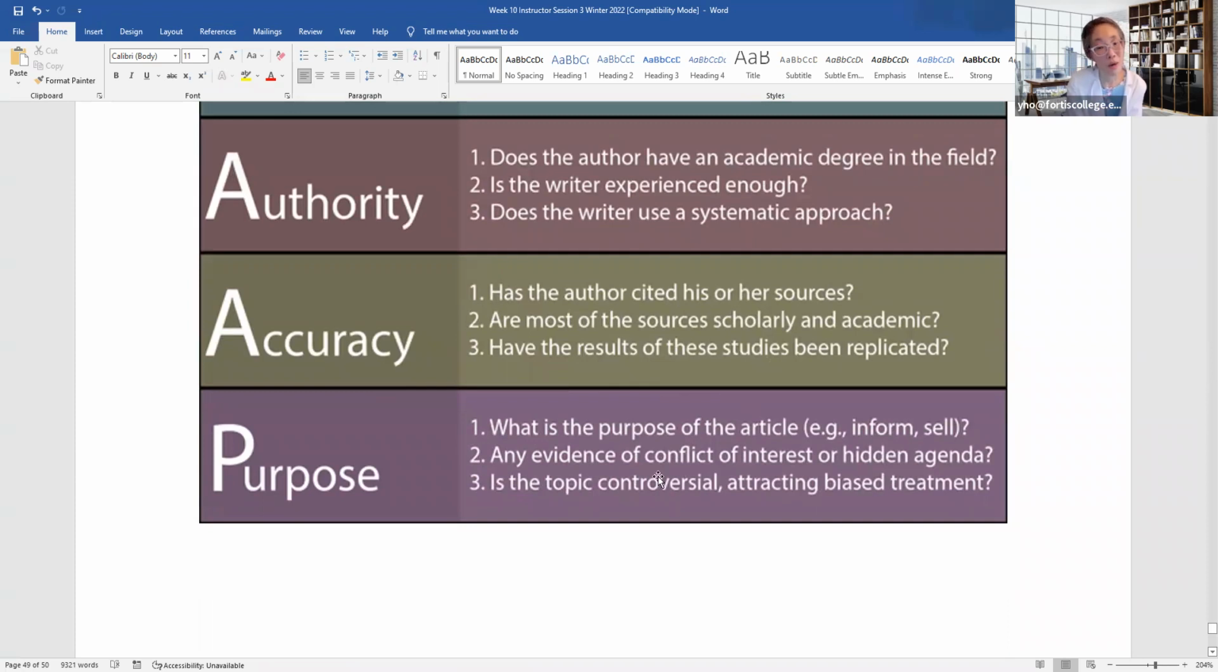Purpose. What is the purpose of the article? That's got to do with the P in CAPOW. Is it to inform? Is it an ad? Is it to sell you something? Any evidence of conflict of interest or hidden agenda? Well, when you're trying to sell something, obviously there is an agenda because you want to sell your product. So you'll say anything in order to get your commission. Is the topic controversial, attracting biased treatment? So in other words, is it objective? So that's the O in CAPOW.